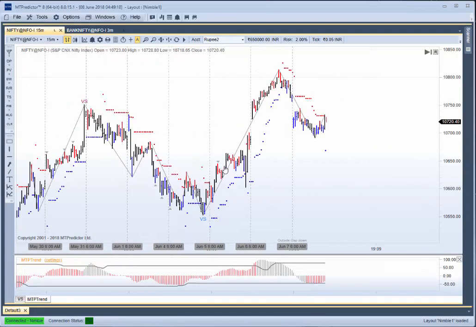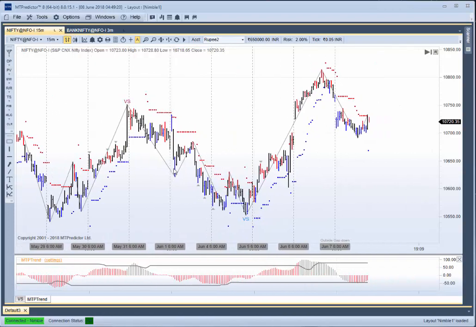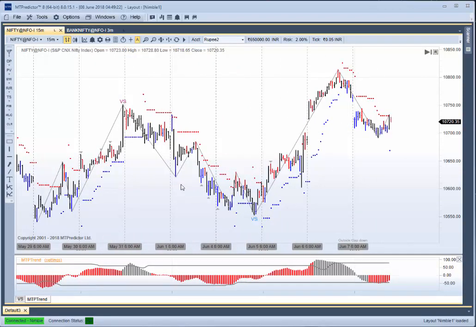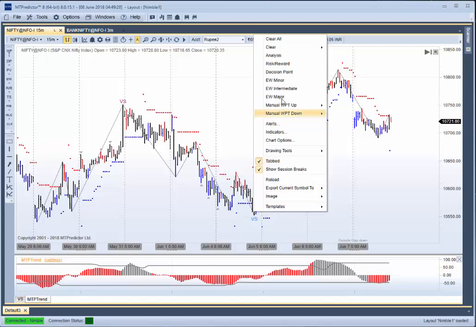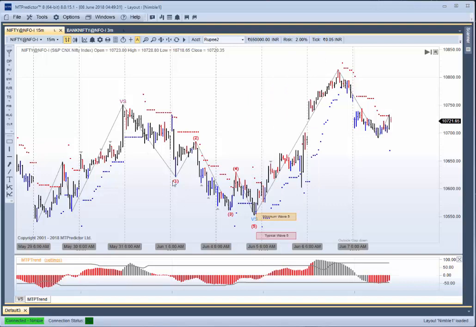So how do we gauge the large degree trend? Well, we look for previous major swings, and highs and lows. You can see here the market came down to this low, and actually if I right mouse click here, do interwave intermediate, you can see this was actually a 5-wave sequence with the previous low down there right at the minimum wave 5 WPT, but that's probably the topic for another video.